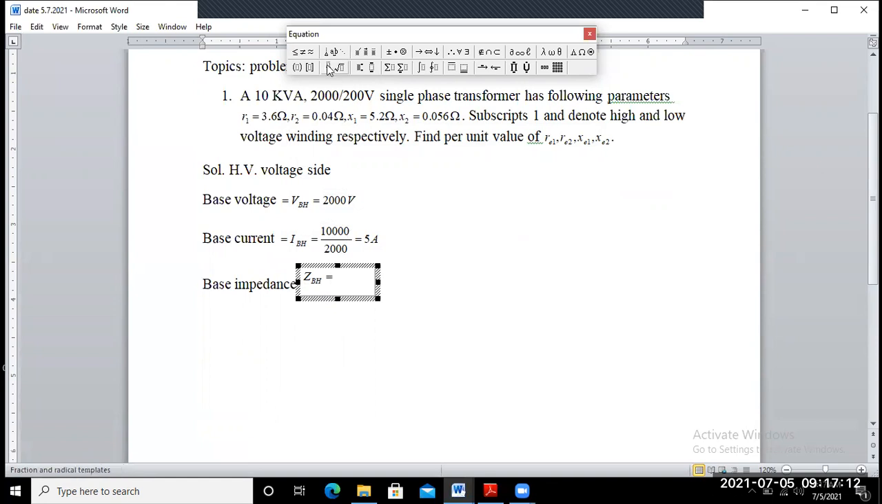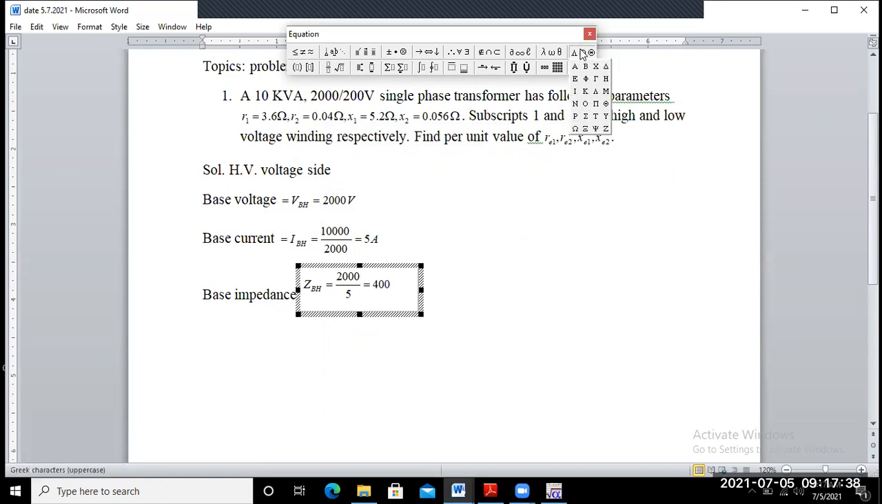ZBH is equal to... how much is the base voltage? 2000. So 2000 divided by base current, which is 5 ampere. Divided by 5. So how much is this? 400 ohm. So base impedance is equal to 400 ohm.